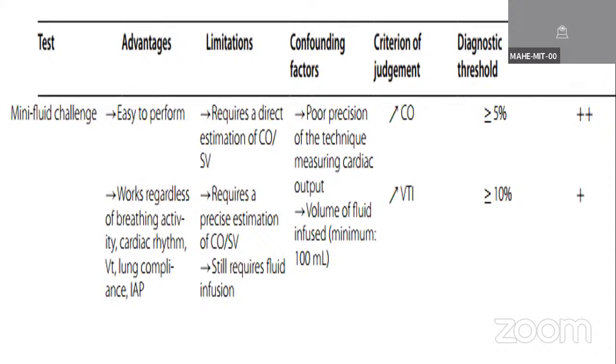Advantages: easy to perform, and it can be used even in arrhythmia patients or patients with low lung compliance. The limitations, as I already told, it requires precise cardiac output monitoring, and since we are giving a limited fluid challenge, it may not be enough to correctly estimate the change in the VTI. So for criteria of judgment, we use VTI or a cardiac output monitor with a threshold of 5 to 10%. It has a moderate level of evidence.